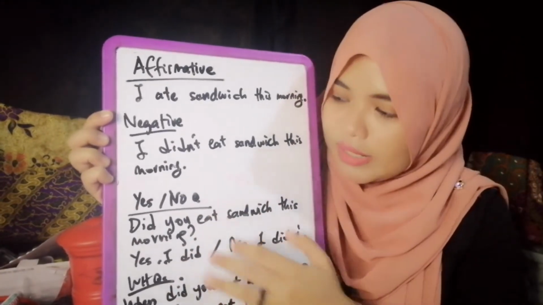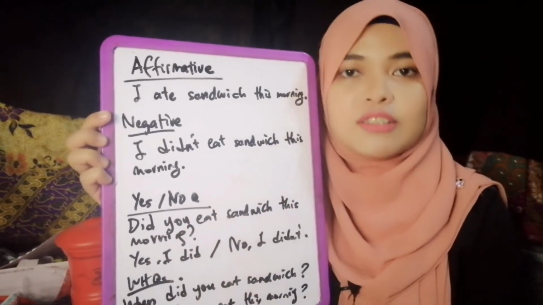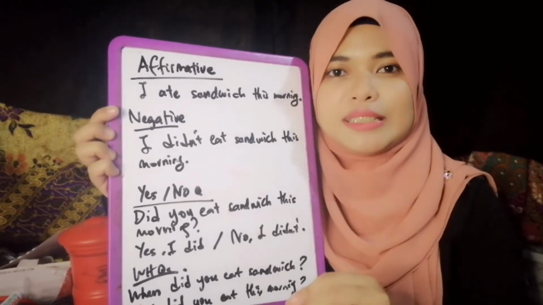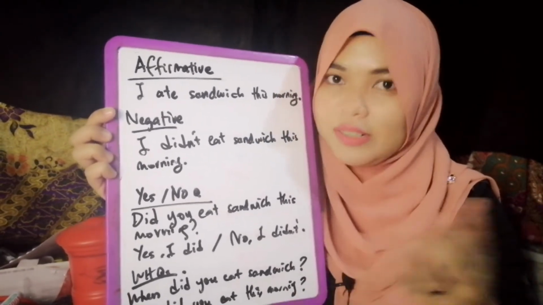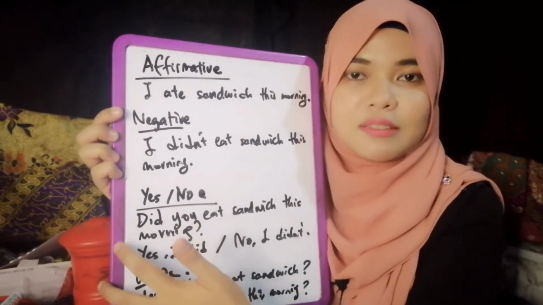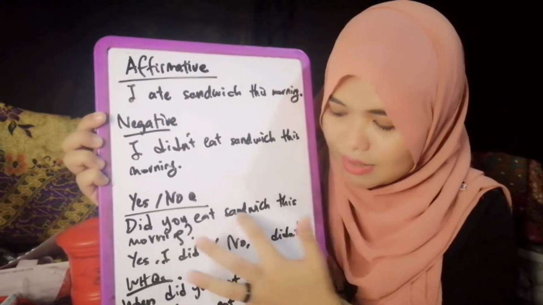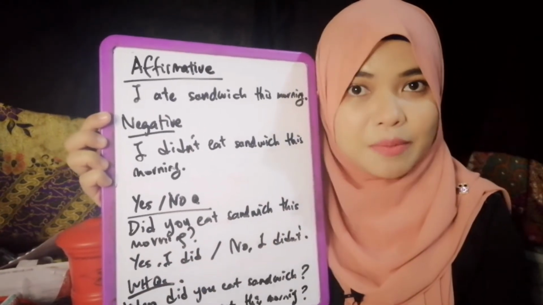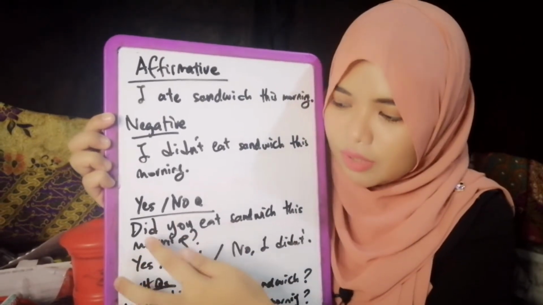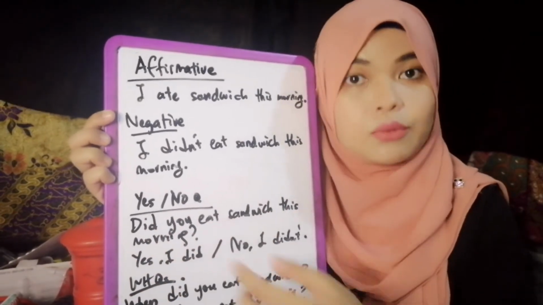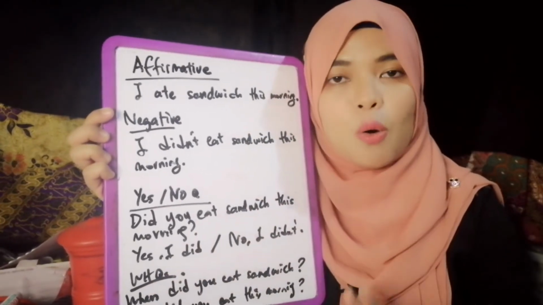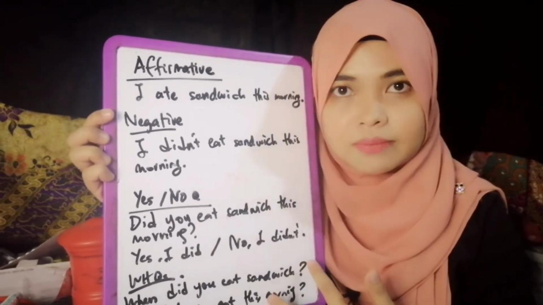And then the third one is yes, no question. So this is used when you want to ask a question, and the answer will be did or didn't. So we have to use the auxiliary verb did in front. So did you eat sandwich this morning? It's the same thing. When you have the auxiliary verb, you don't have to change the base verb. And the answer will be yes, I did. Or no, I didn't.